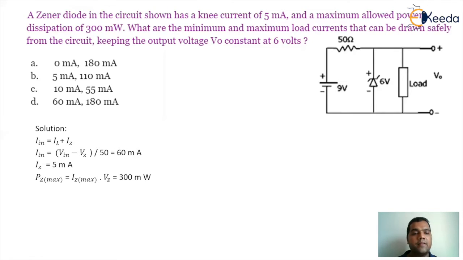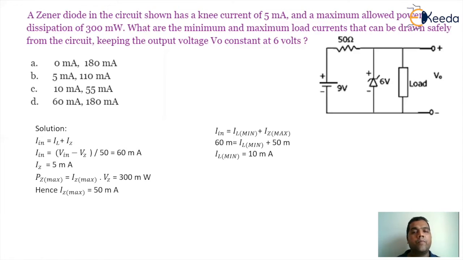So Pz max is Iz max into Vz. The value is 300 milliwatt. Hence the value of Iz max will come out. The power dissipation of the Zener is 300 milliwatt. The Zener is having a voltage of 6 volt. So the maximum current that can go through the Zener will be 50 milliampere.